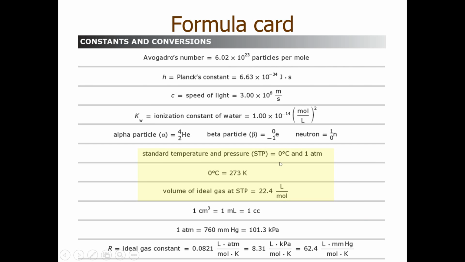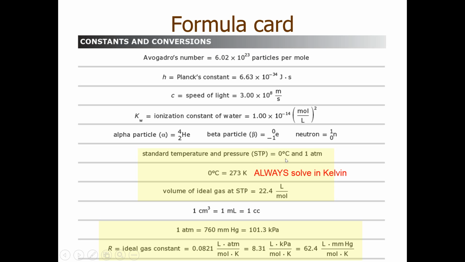In this highlighted section, I show you that 0 degrees Celsius is equal to 273 K. That's a conversion between Celsius and Kelvin. You will always solve your problems in Kelvin. Regardless if the problem tells you to show your answer in Celsius, you will always solve your problems in Kelvin.